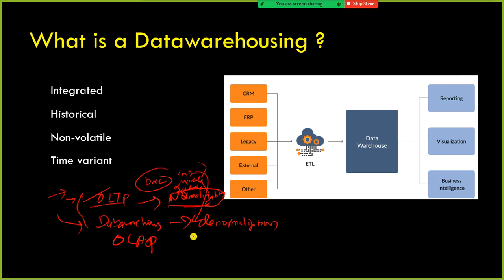So here basically we do some kind of denormalization. For example, let's say you have a region table, and you have something called region manager. So the region manager's name is there and the region is there. Instead of having it in two separate tables, you can combine everything in a single table.